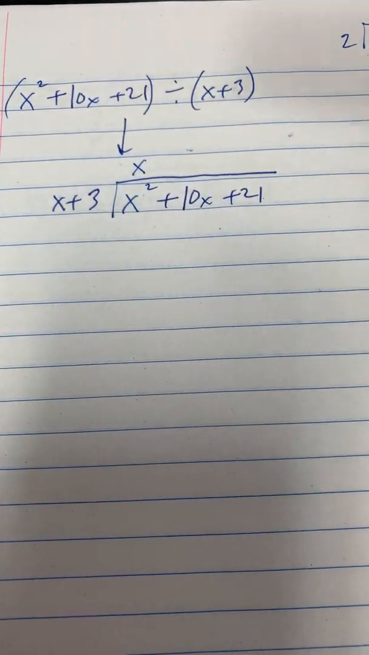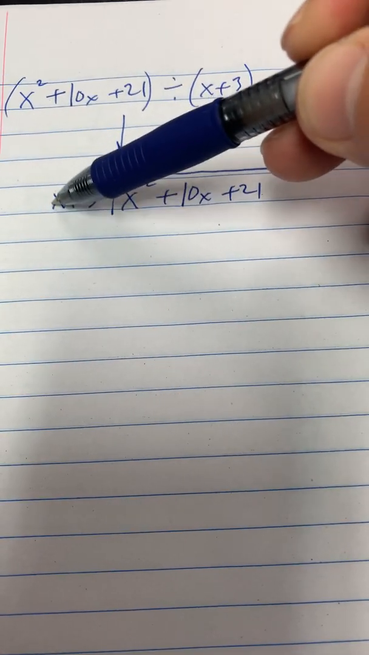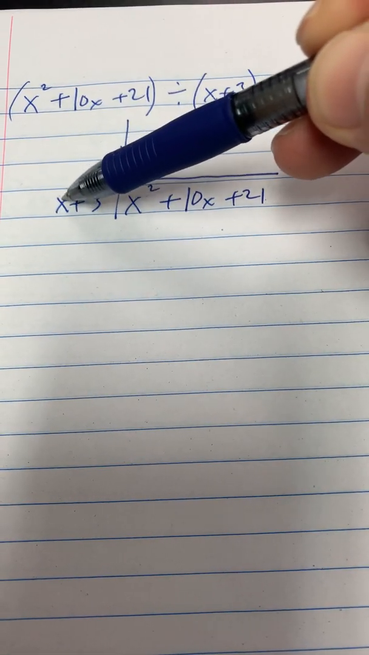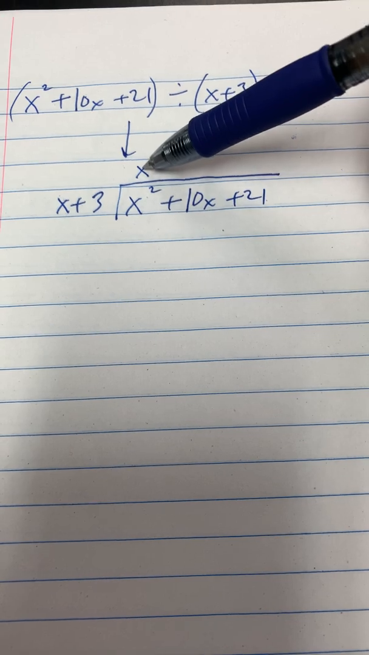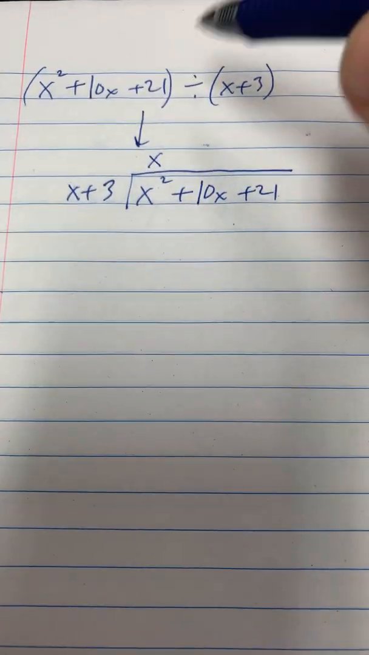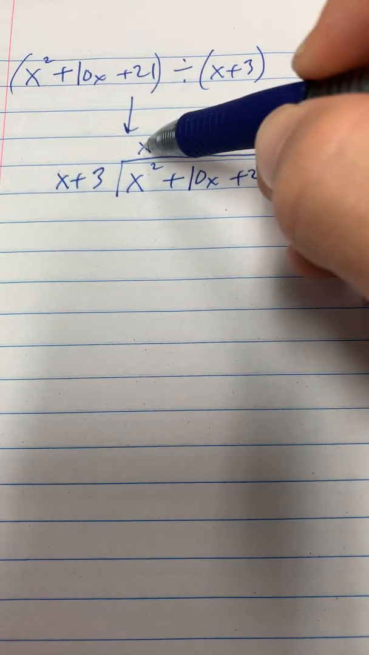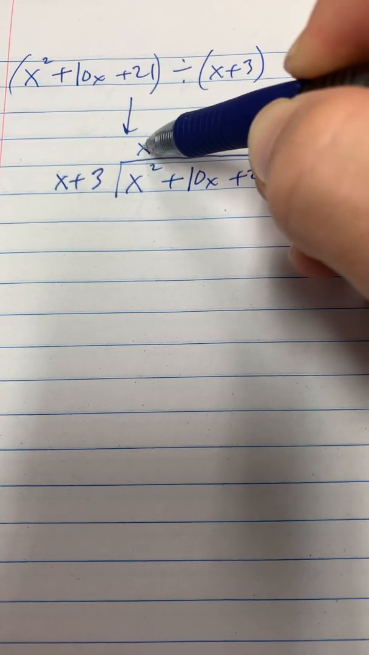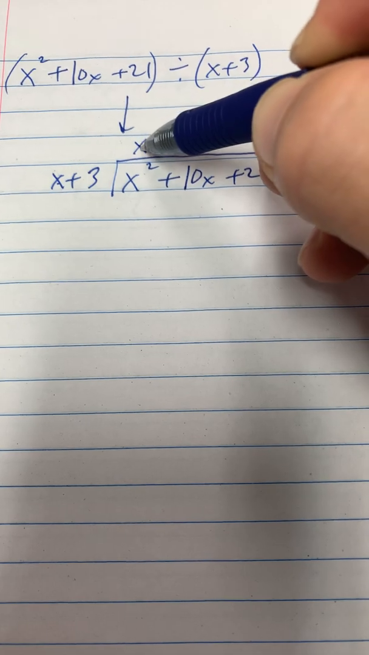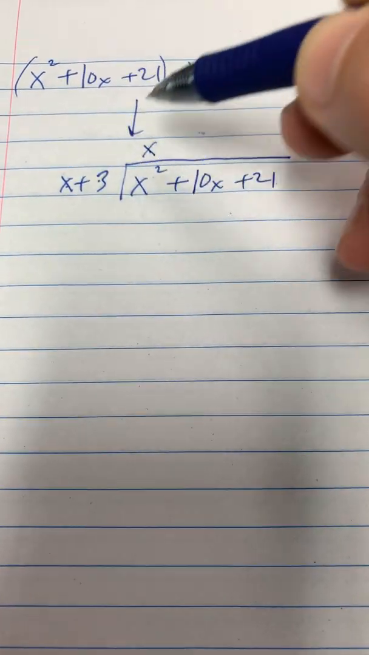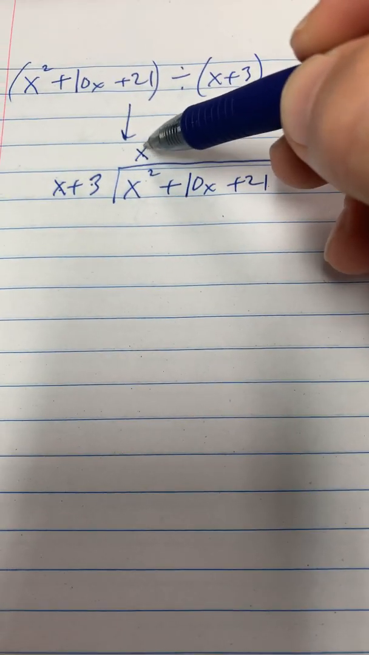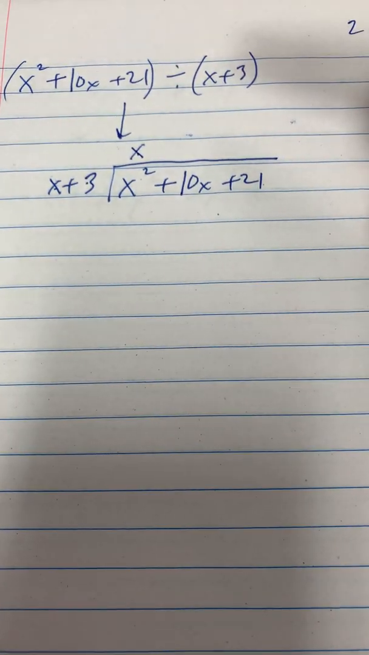The way I always think about it is, I'm going to start with this first term here. x to the first times what gives me x squared? The answer is x, or x to the first. Now, the next thing I'm going to do is take what I have up here and distribute it to both of these terms. So x times x gives me x squared.